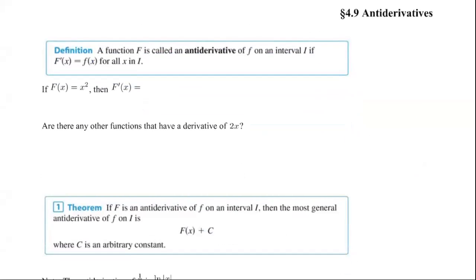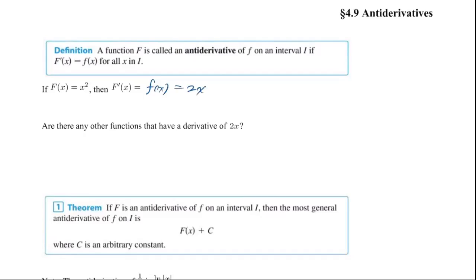The definition: a function capital F is called the antiderivative of the small f on the interval I if capital F prime is equal to small f of x for all x in the interval. Okay, so if that's the case, let's take the derivative of this, which will represent, according to this, f of x, right? And when you take the derivative of that, that gives you 2x.